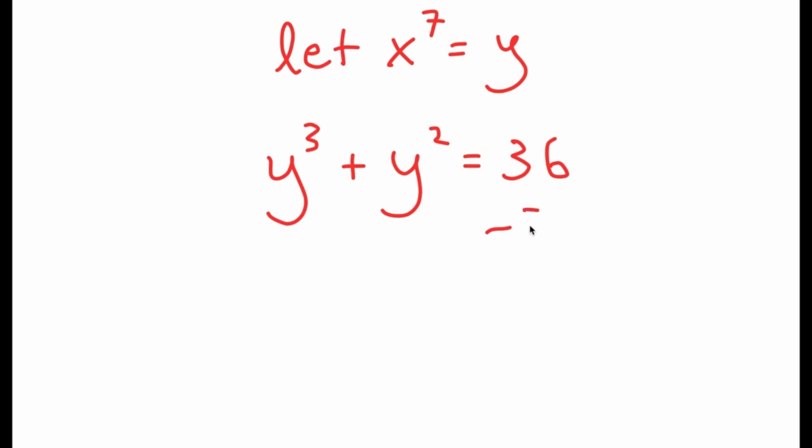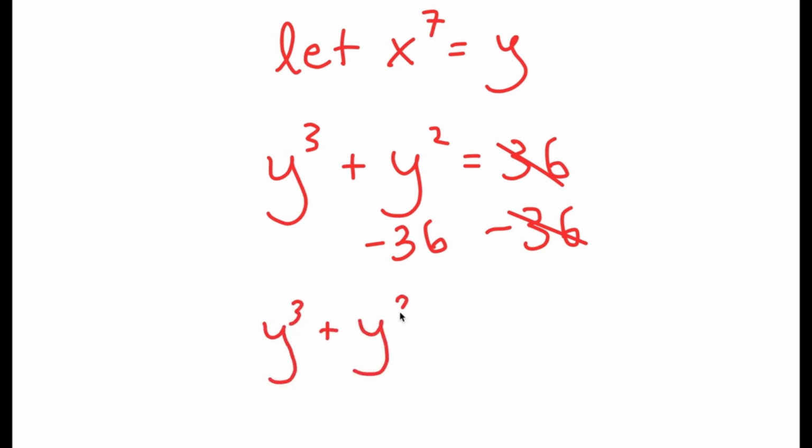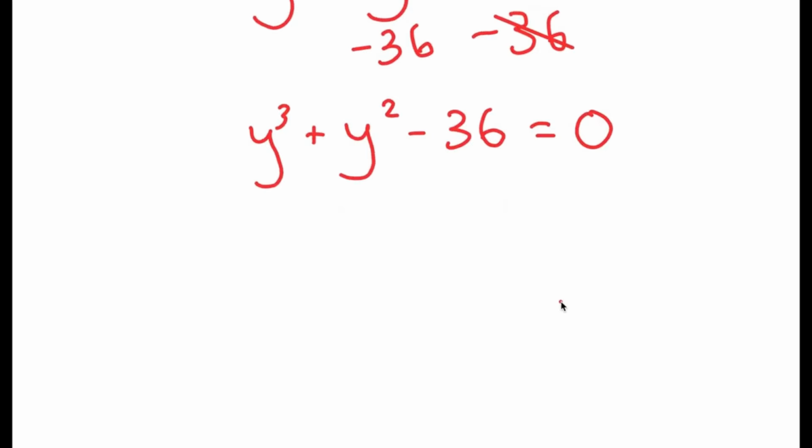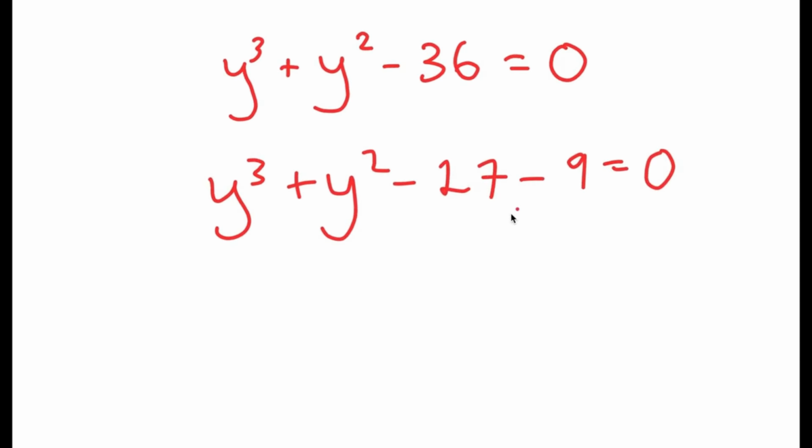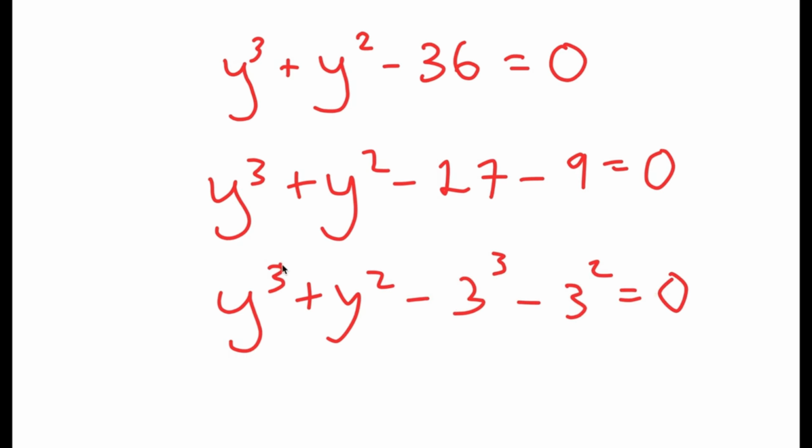And now from here, I can subtract 36 on both sides. So these two cancel out, and I get y to the power of 3 plus y squared minus 36 is equal to 0. And now I'm going to rewrite this as y to the power of 3 plus y squared minus 27 minus 9 is equal to 0. And the reason I did this is because 27 is the same thing as 3 to the power of 3, and 9 is the same thing as 3 to the power of 2. So I have y to the power of 3, y to the power of 2, and I also have 3 to the power of 3, 3 to the power of 2.